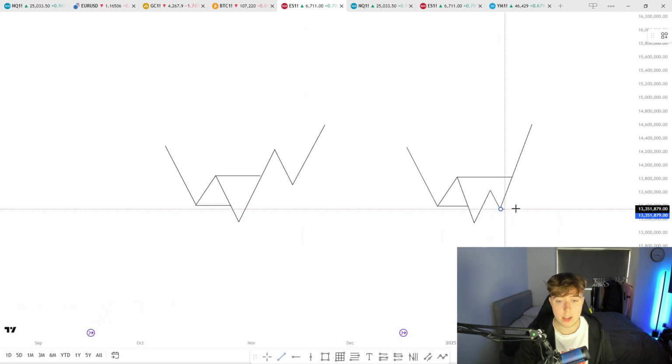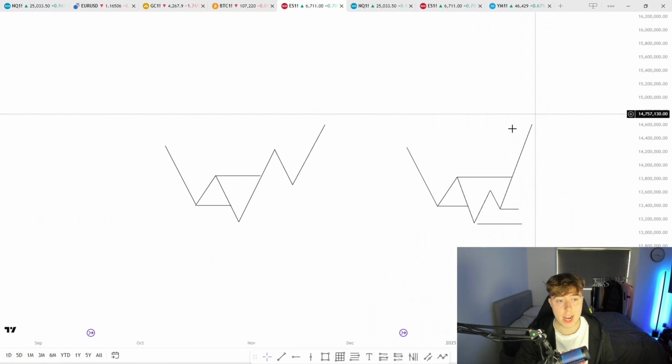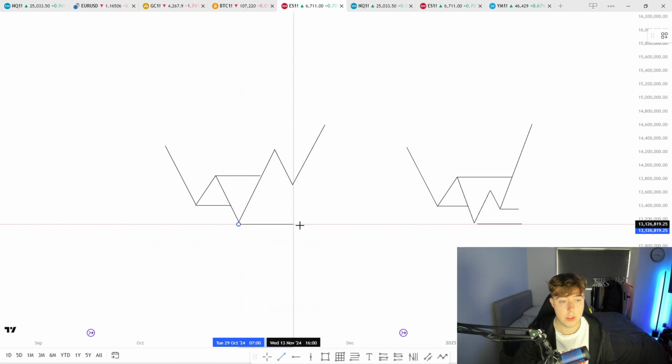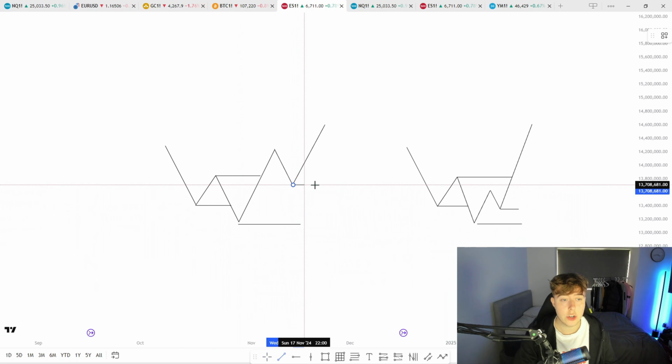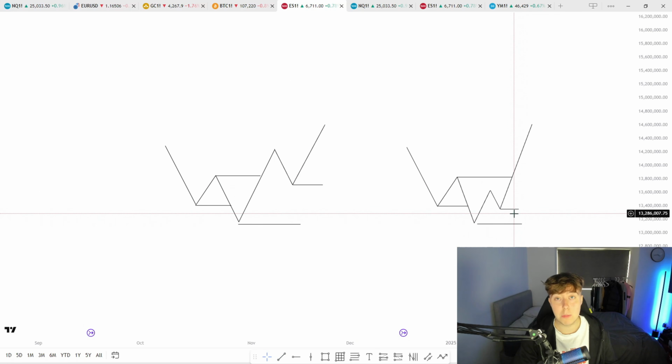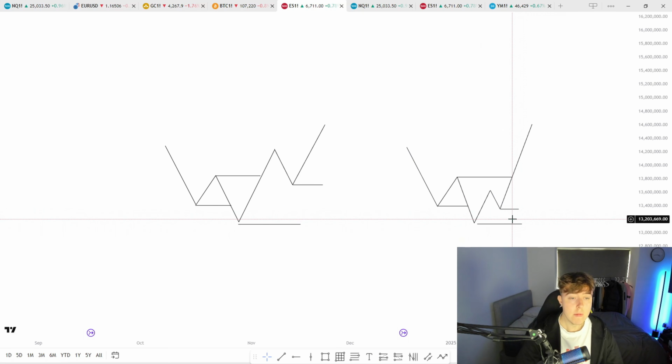So you'd be entering here. Stop loss down here. Oops. And then you can see the RR would just be so much higher than this one here. Stop loss there. Entry there, okay? Look how much smaller that entry is.